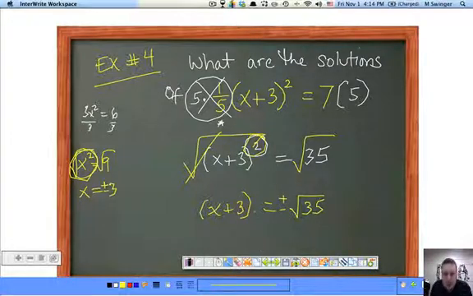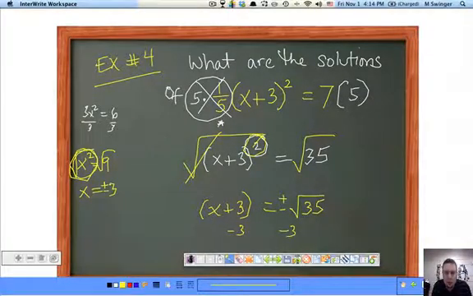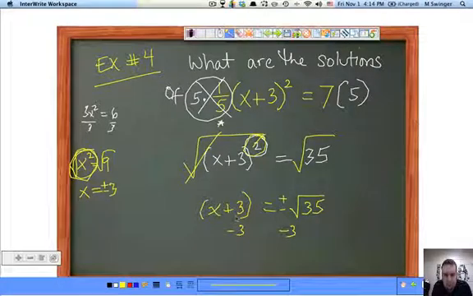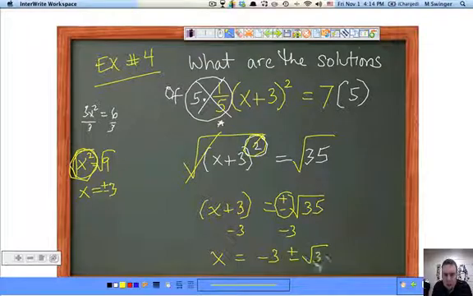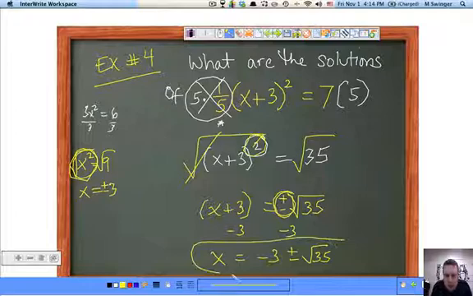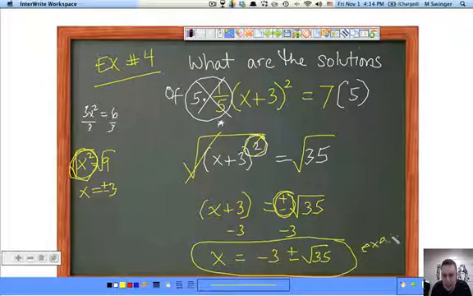Now, last step, get x by itself. So minus 3, minus 3. Now it looks a little weird, but okay, we got x by itself equals, now how do you write this? Can you put these two together? No. I put this in the front of the plus or minus. So I put negative 3 plus or minus square root of 35. It's not square root of 35 plus or minus negative 3. That's not true. The plus or minus stays with the square root of 35. And this is your final answer, as in this is an exact answer.